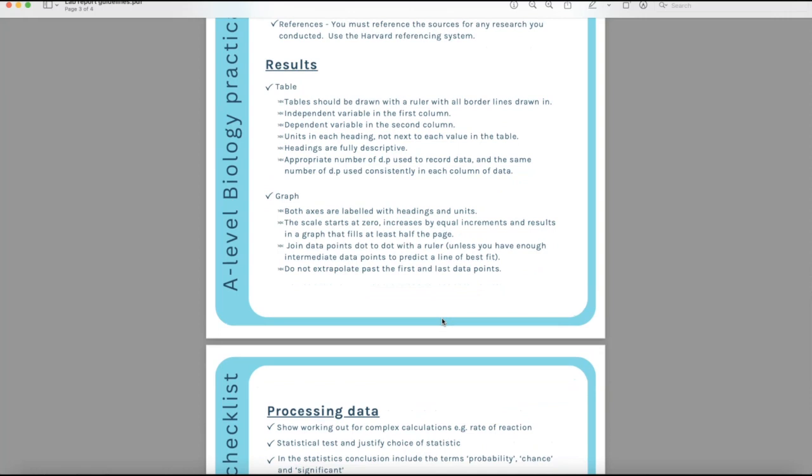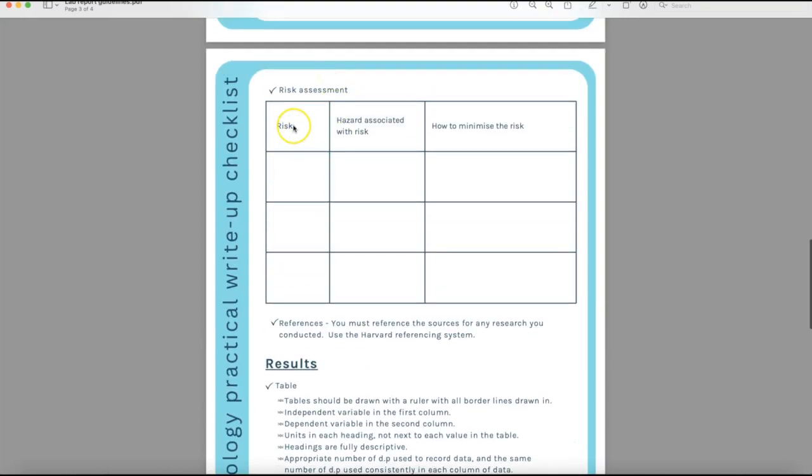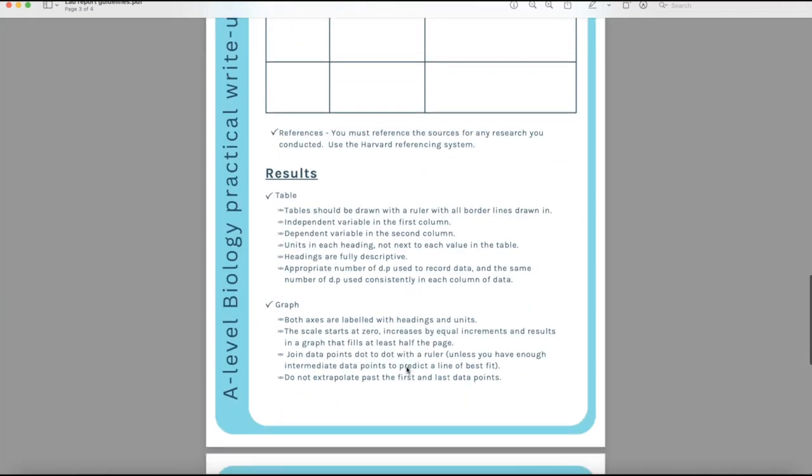Then we get to the results section. So in terms of designing and recording data, if you are designing your own table, make sure you are literally drawing in the table lines. The number of times I've seen students who will write the headings and then they don't bother drawing in any lines, or they don't use a ruler, and it just looks really messy, unprofessional, and it's really hard to clearly see the data.